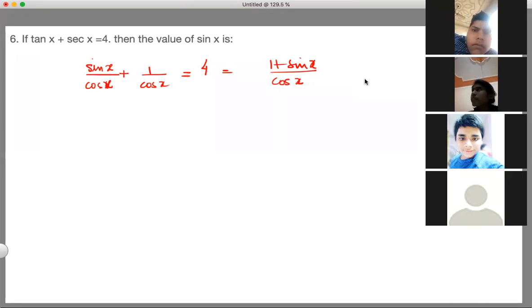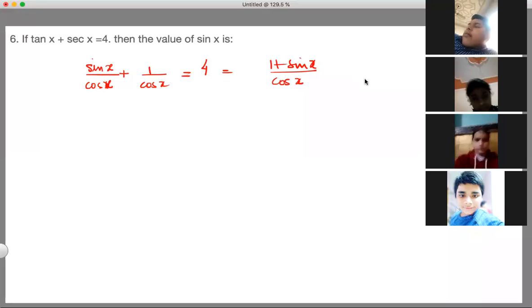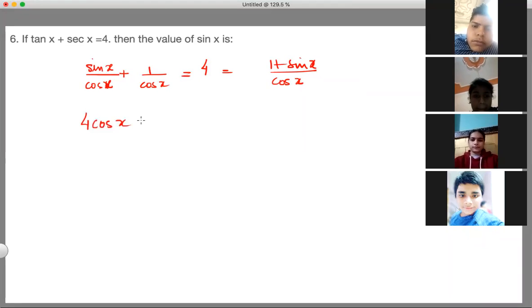Now what can we do? How do we reach sin x from here on? By squaring on both sides. Yes, so that's a good idea. Okay, so let's do that. We have cos x is equal to 1 plus sin x.